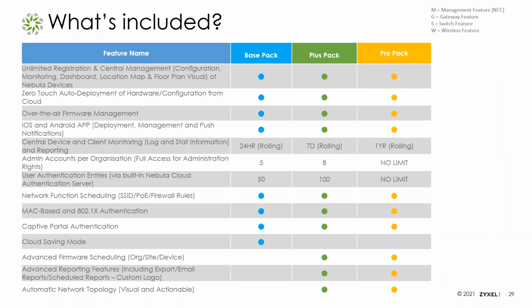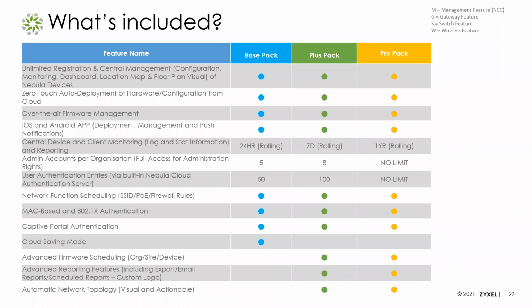When it comes to admin accounts, the free version of Nebula gives you 5 admin accounts for each one of your customers, whether you're using that all for your own employees or whether you're sharing that with your customers, giving them maybe read-only view so they can see what's going on. So you get 5. Plus Pack gives you 8 admin accounts per customer, and then Pro Pack, there is no limit.